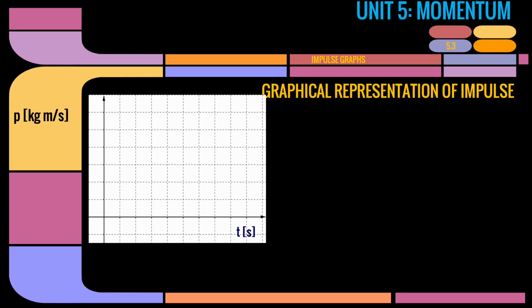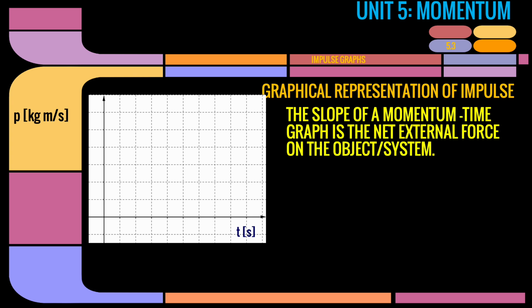The slope of the momentum versus time graph is the net external force. So depending on what we're being asked to graph, the slope is going to be the net force if we're graphing momentum versus time, or the area, which is going to end up being the impulse.